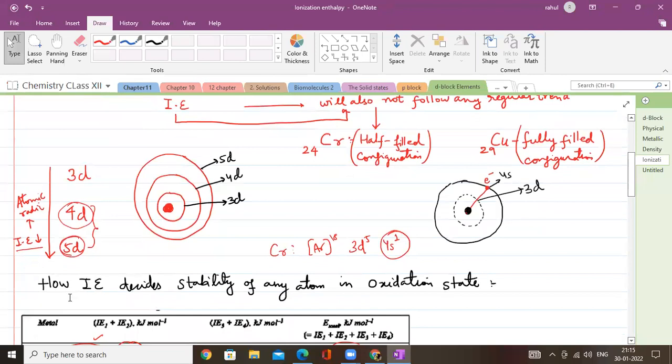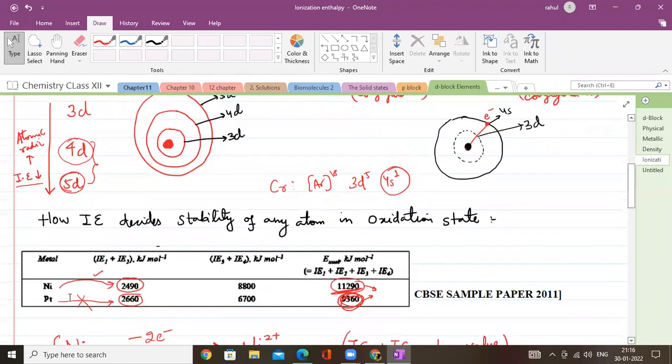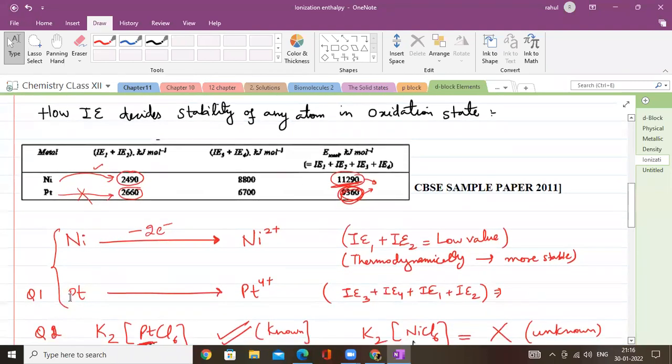Now, as I said, ionization energy is also used to decide the stability of an oxidation state. I discussed a very simple concept: nickel can readily lose two electrons to become nickel 2 positive because the sum of two ionization energies has a low value. So thermodynamically, nickel is always stable in the plus 2 oxidation state. I repeat, nickel is always stable in plus 2 oxidation state. The reason is that the sum of two ionization energies for nickel has a very low value. Of course, I'm comparing it with platinum.